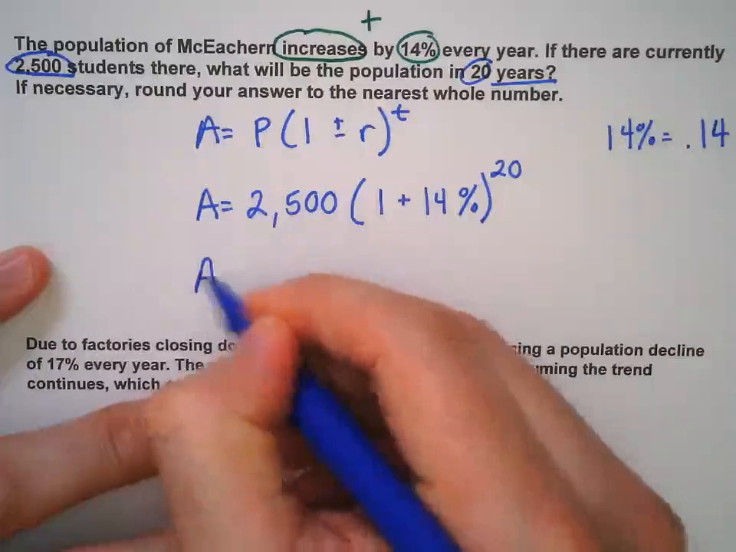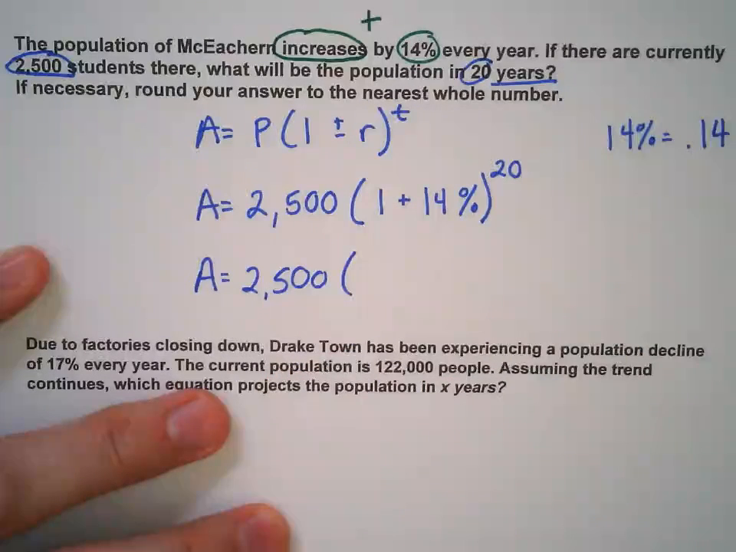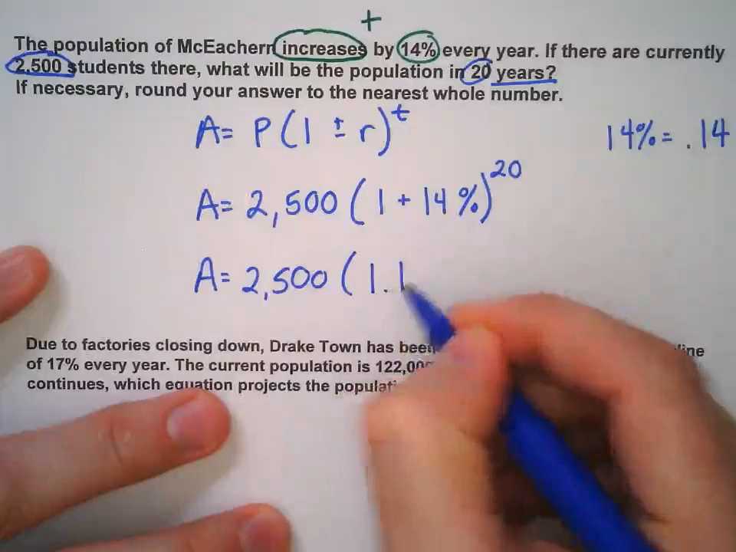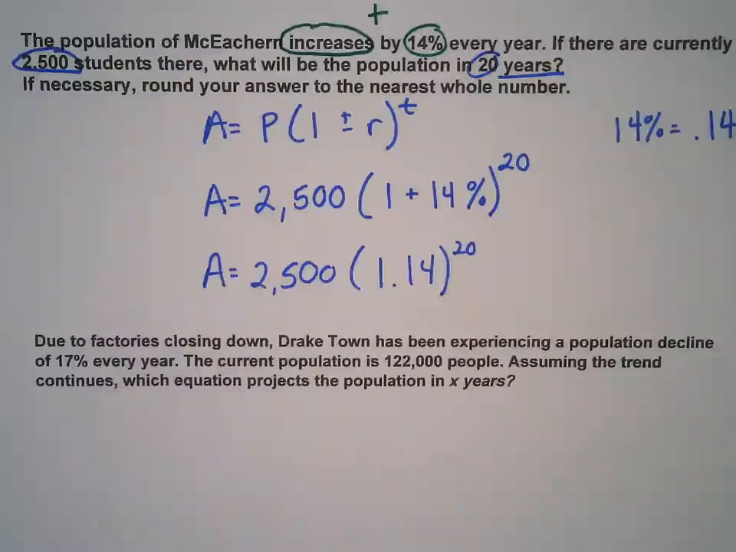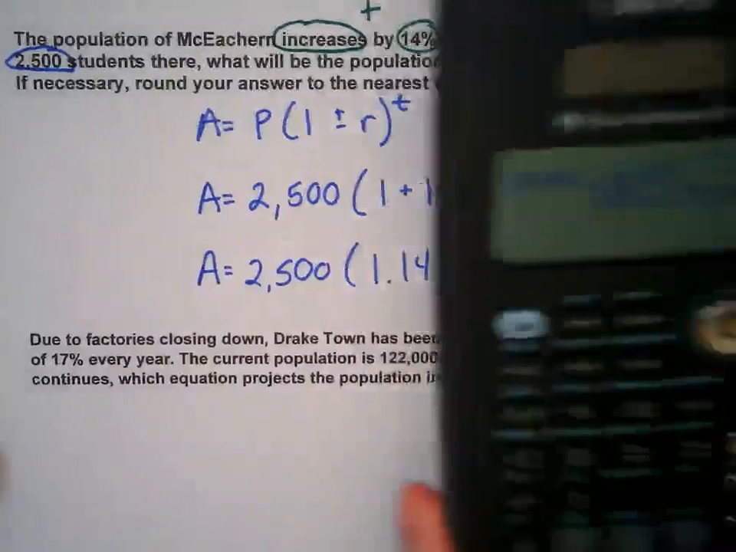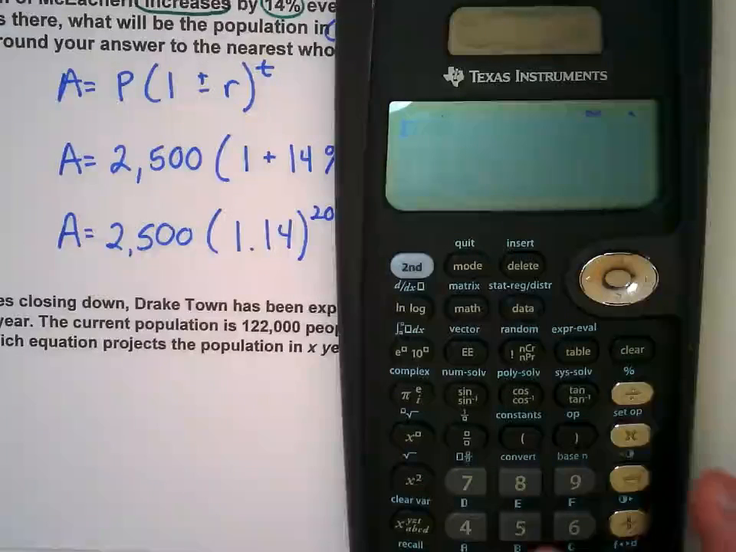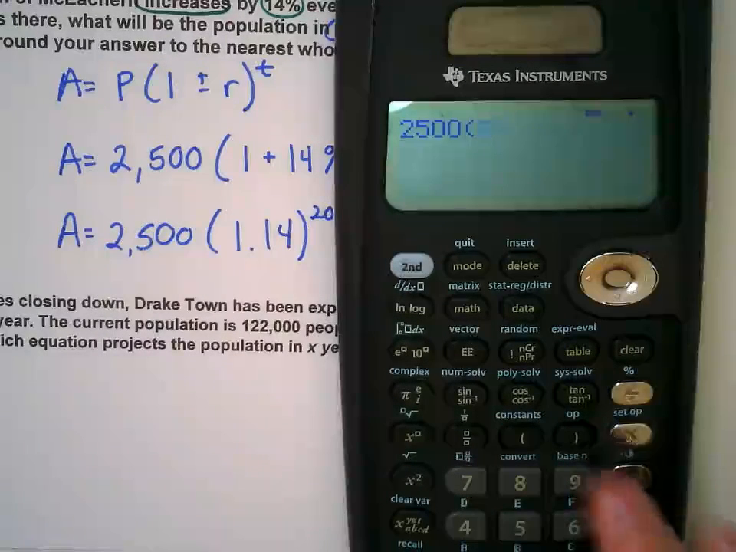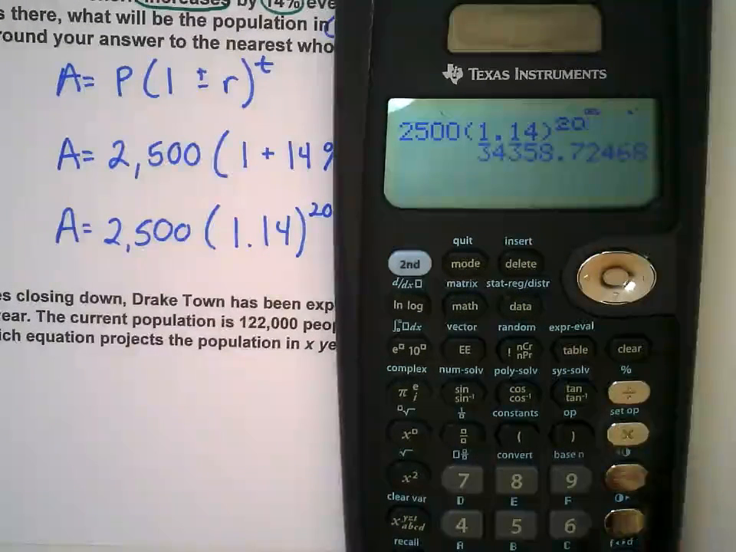Well, that's pretty easy. So 2,500, 1 plus 0.14 is just going to be 1.14, raised to the 20th power. From there, you just plug it into your calculator, and that should tell you the population of McEachern after 20 years. So 2,500 times 1.14 raised to the 20th power. And the population is going to grow, wow, a lot: 34,358.72.